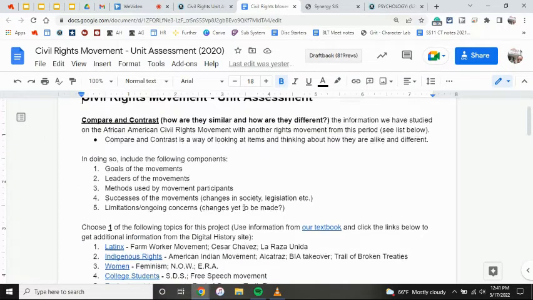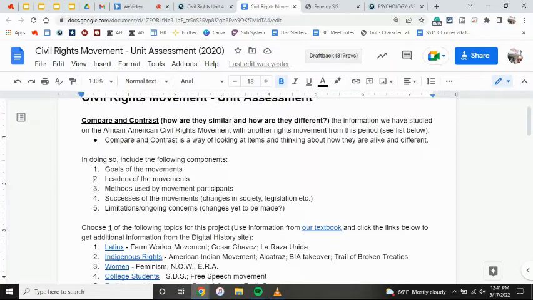In your work, you're going to be looking at what are the goals of the movements, who are the important leaders, what methods did they use to try to make change, what were some of the successes of that movement, and what were some of the limitations of the movement. So again, we're looking at 2 different movements. We're comparing and contrasting. Okay, how are they similar?